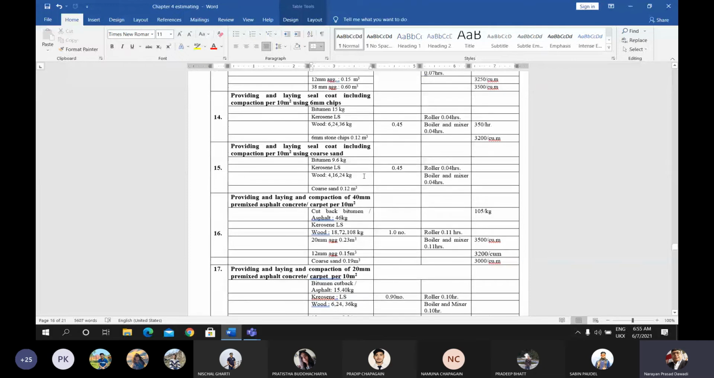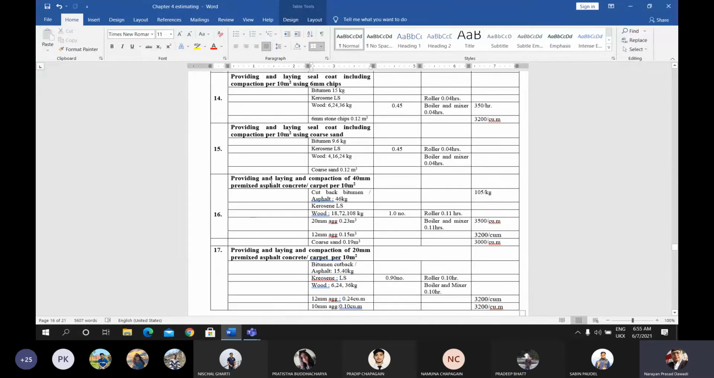I have provided only the material, labor and equipment required for these items. Now for item 16, providing and laying and compaction of 40 mm premix asphalt concrete carpet per 10 meter square. This is the modern type of bituminous road surface, because this is also a surface course which is generally made using asphalt concrete, bituminous concrete, or premix asphalt concrete.